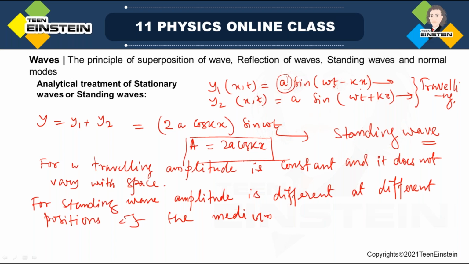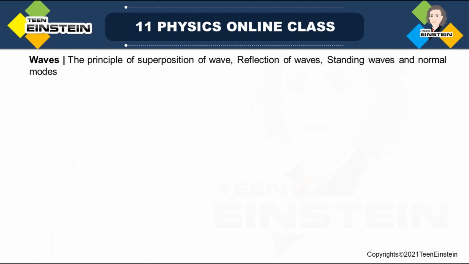We'll see where it will be maximum and where it will be minimum. We have the expression for amplitude, 2a cos of kx. So we can find out where the amplitude will be maximum and where it will be minimum, or the condition for having nodes. Maximum amplitude means antinodes, and minimum or zero amplitude means nodes. So let us see where we will get the nodes, the positions of nodes.